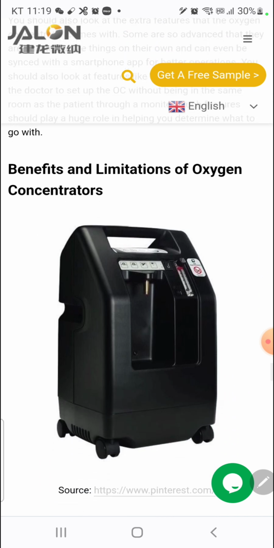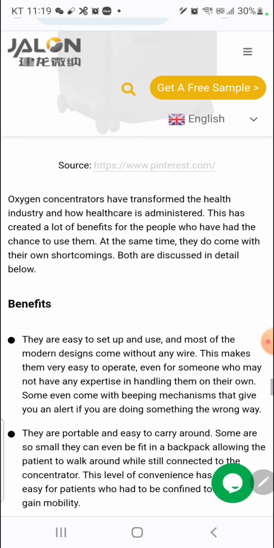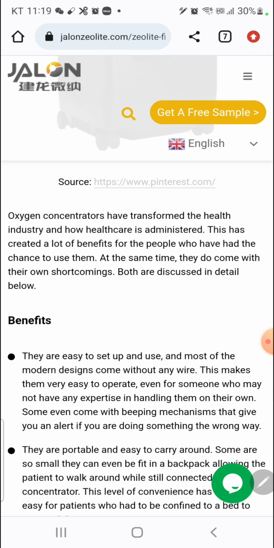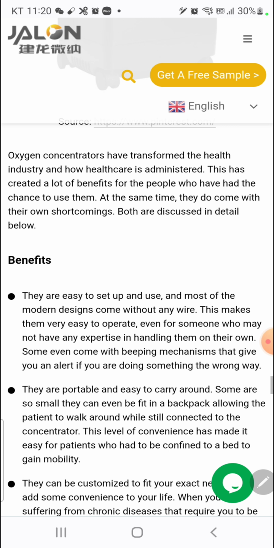Benefits and limitations of oxygen concentrators. Oxygen concentrators have transformed the health industry and how healthcare is administered. This has created a lot of benefits for the people who have had the chance to use them. At the same time, they do come with their own shortcomings. Both are discussed in detail below.